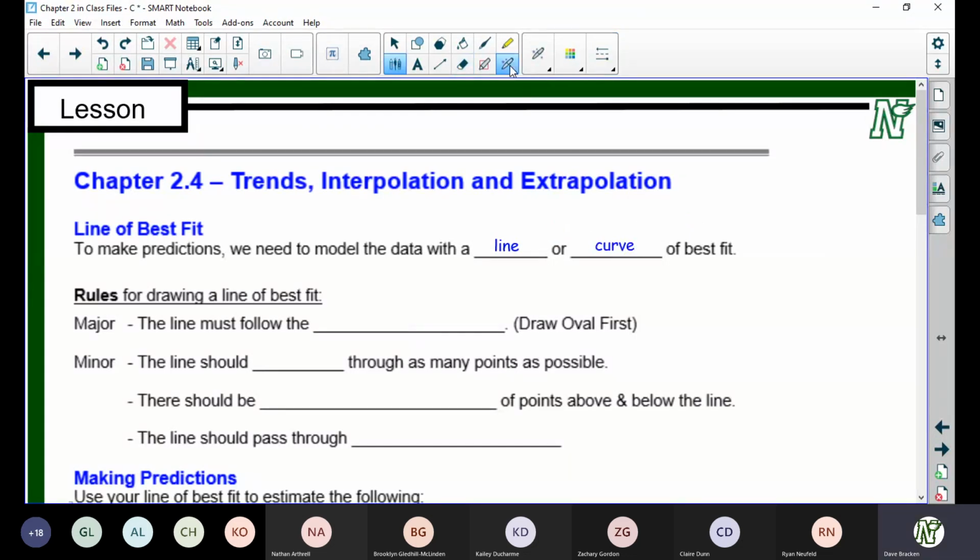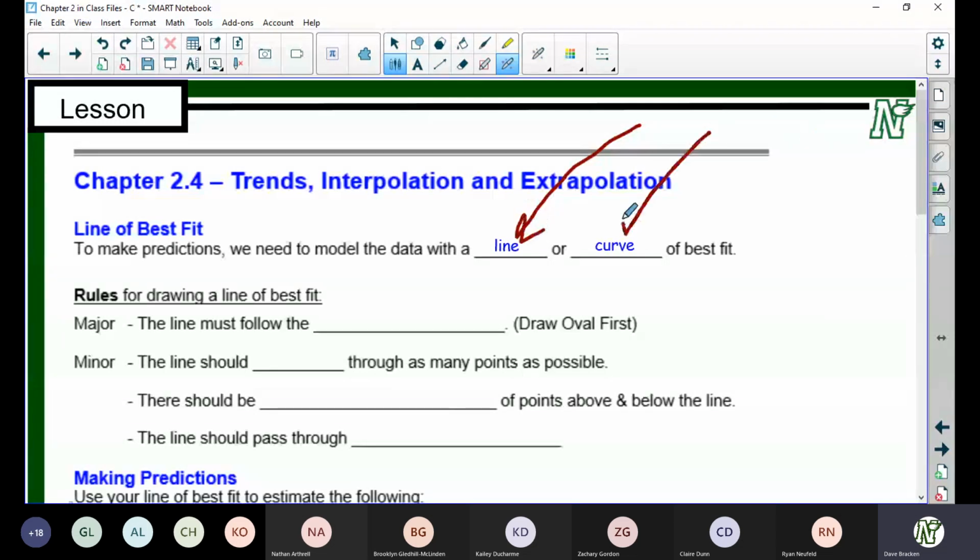Now, I would say 4 out of every 5 scatter plots you do, most of the scatter plots, we're going to have a line of best fit here in grade 9. But every so often, you're going to see a scatter plot where you say, these dots seem to be more in a curve than a line, okay?